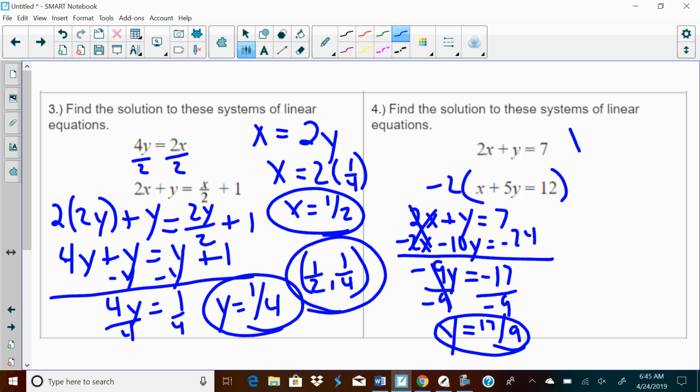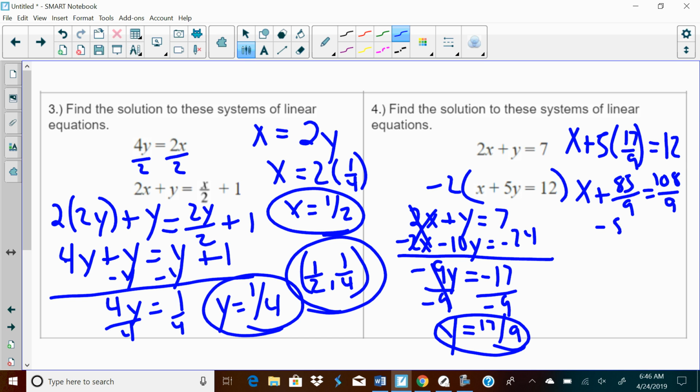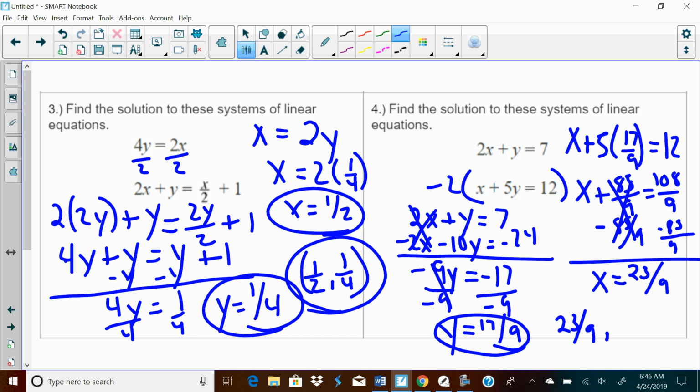I plugged it back in, so x plus 17 over 9 equals 12. So I multiplied, and when I did that, I put 12 over 9. So I ended up with 85 over 9 equals 108 over 9. Subtracted 85 over 9 from both sides. Ended up with x equaling 23/9. So my ordered pair was 23/9, comma 17/9.